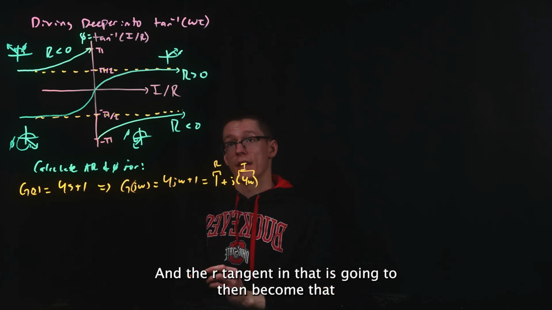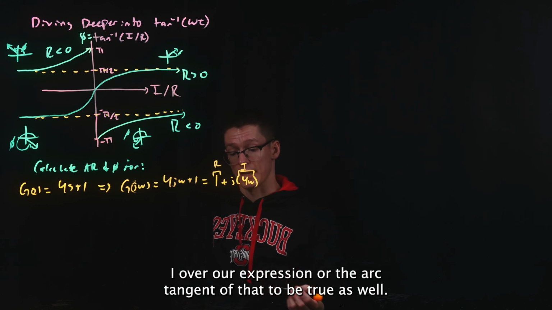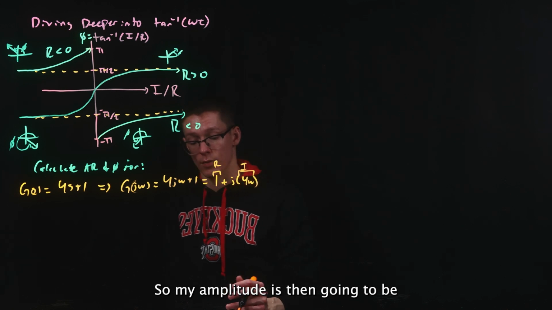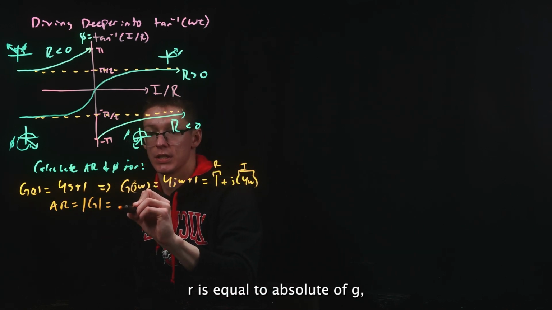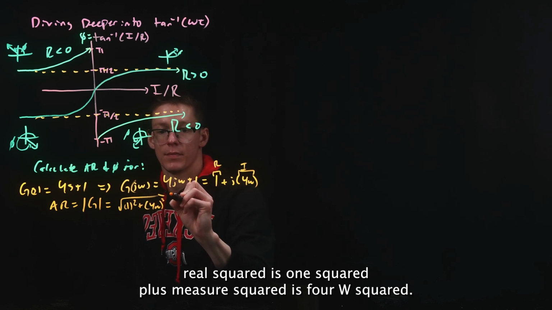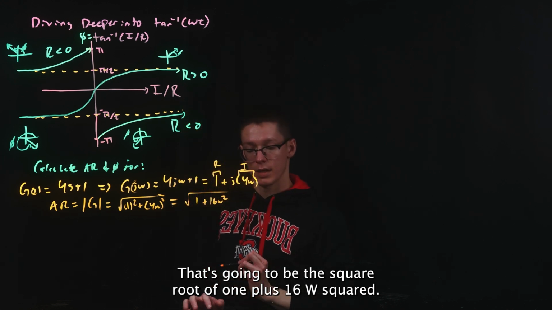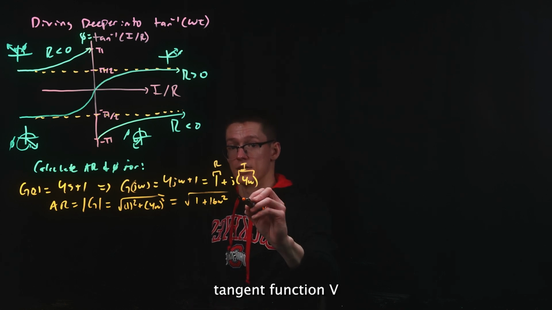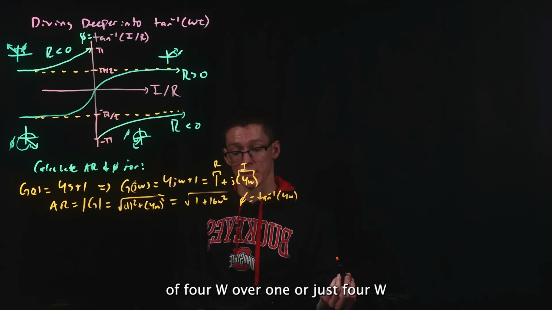And the arctangent of that is going to become that I over R expression. So my amplitude is then going to be AR is equal to the absolute value of g. Real squared is 1 squared plus imaginary squared is 4w squared. That's going to be the square root of 1 plus 16w squared. We also know that phi is the arctangent of 4w over 1, or just 4w.